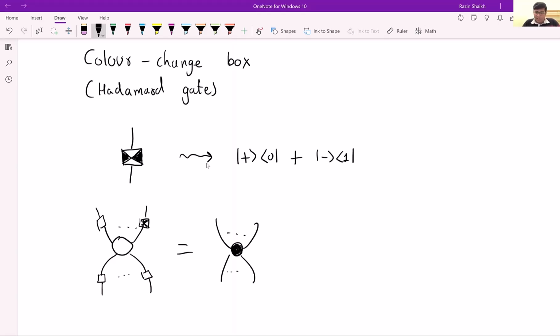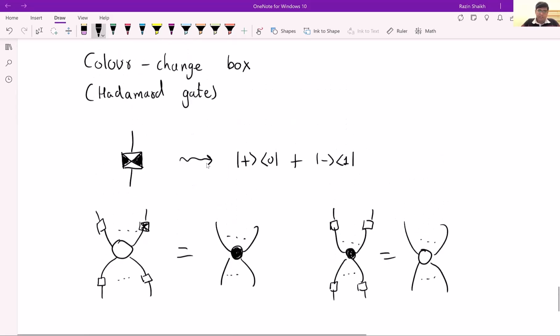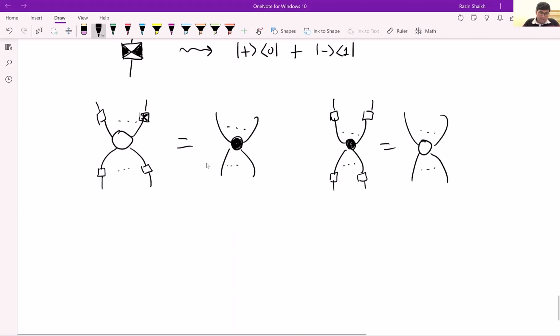Similarly, if I had an X spider to start with, and I put this color change box on each leg, that's equal to the Z spider. So it changes the color of your spider from white to black or black to white. That's why we call it the color change box.